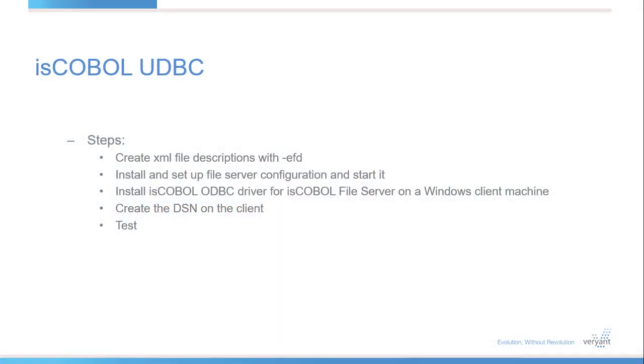In this video, we're going to access an isCOBOL JIsam file with an ODBC connection. First, we're going to set some EFD directives to better organize the data for viewing, and then create an extended file description using the -EFD compile switch. Next, we'll start the file server that our ODBC driver will use to connect to the data. We'll set up the DSN, and then we'll test the connection with a few different options.